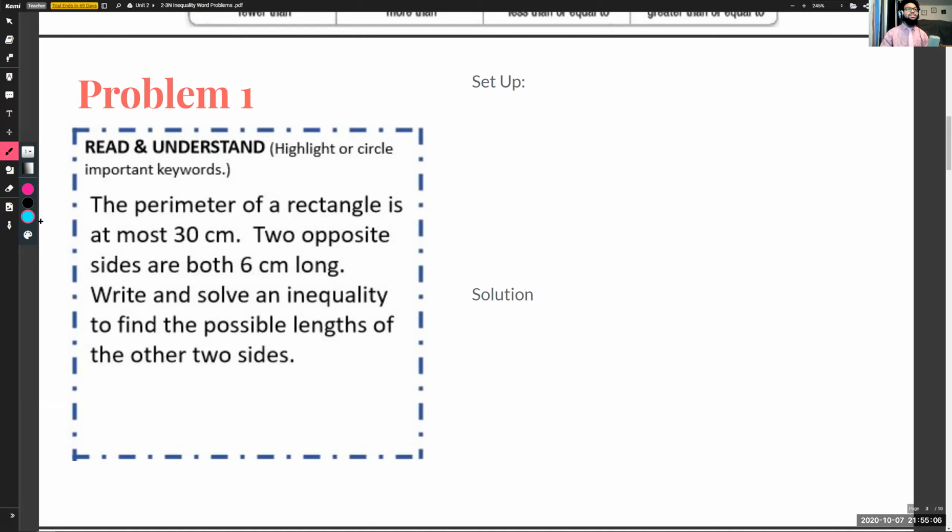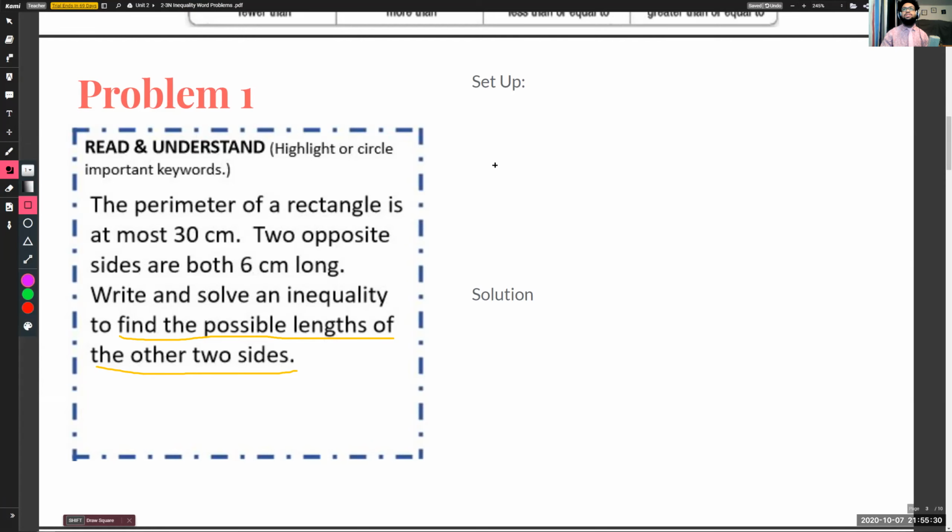So I see, and this is what I recommend, take a highlighter or use your draw tool and underline what it's looking for. We're trying to find the possible lengths of the other two sides. That's our goal here, the possible lengths of the other two sides. So let's start with this.